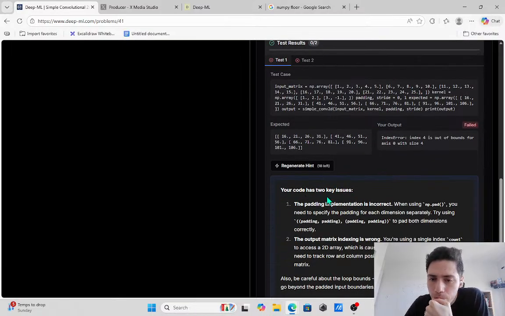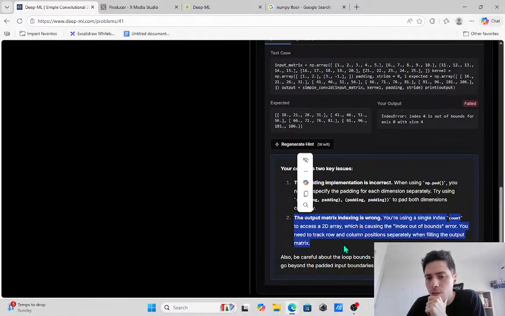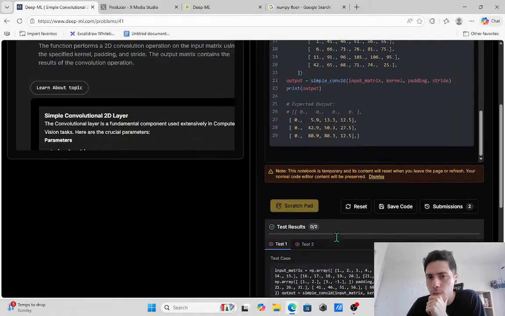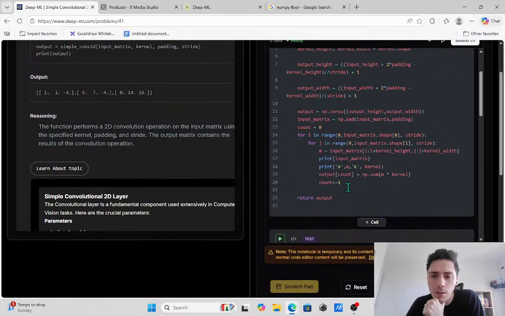2 unit padding, implementation is incorrect. I don't think this is true. I think the padding is fine. No, I mean, that is an issue. But I don't think that's what it's complaining about right now.